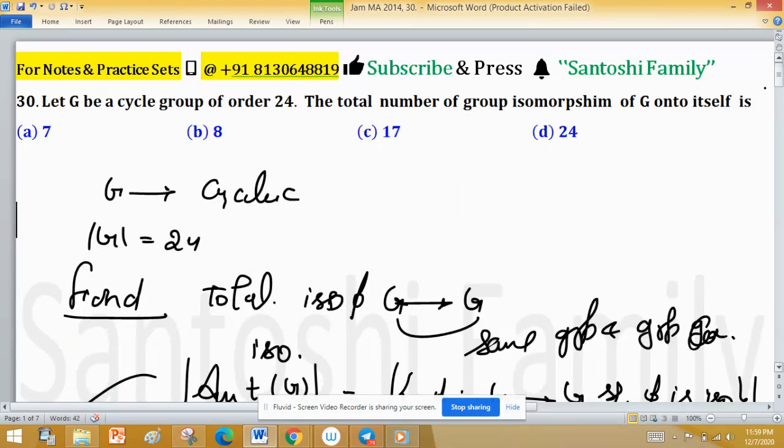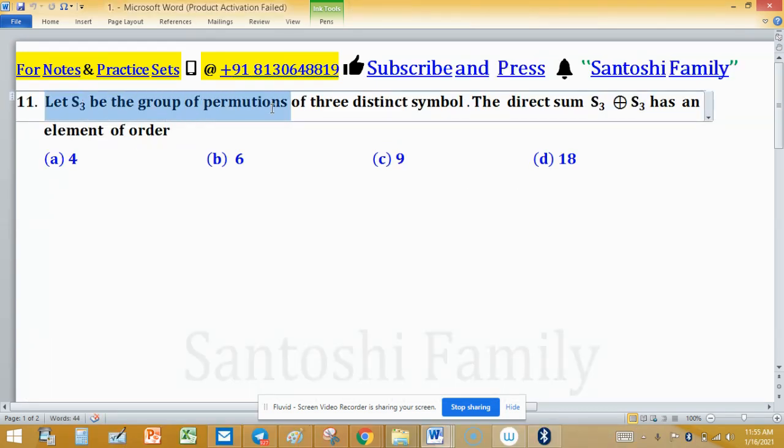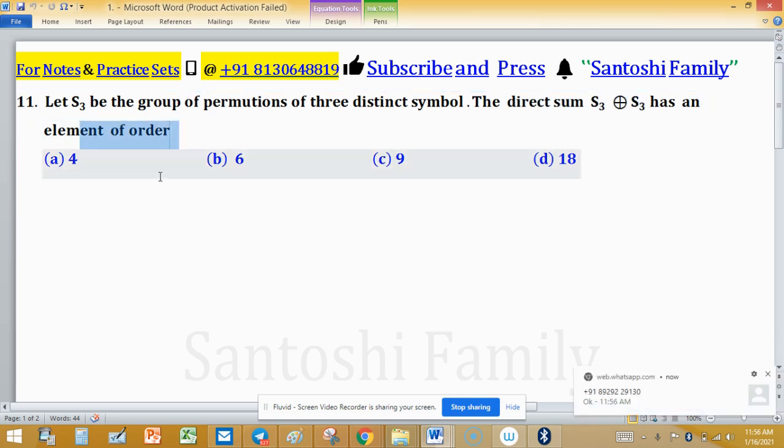So the true option is B. Let S3 be the group of permutations of three distinct symbols. The direct sum of S3 with S3 has an element of order... It means we have to find an element of possible order which is given to us.